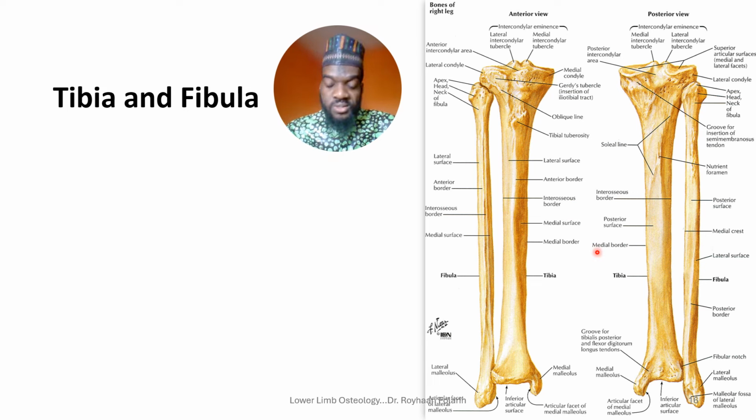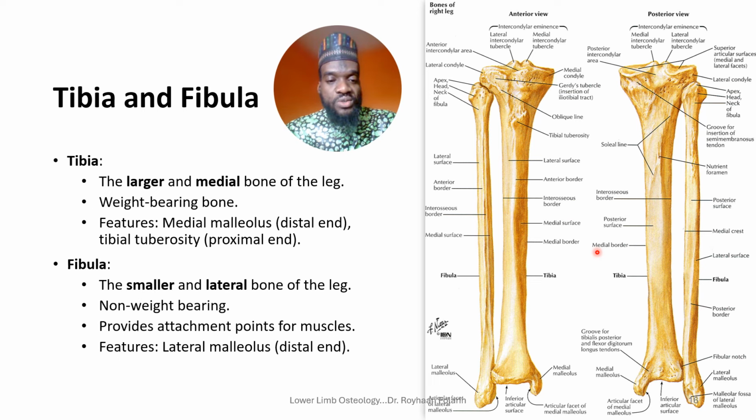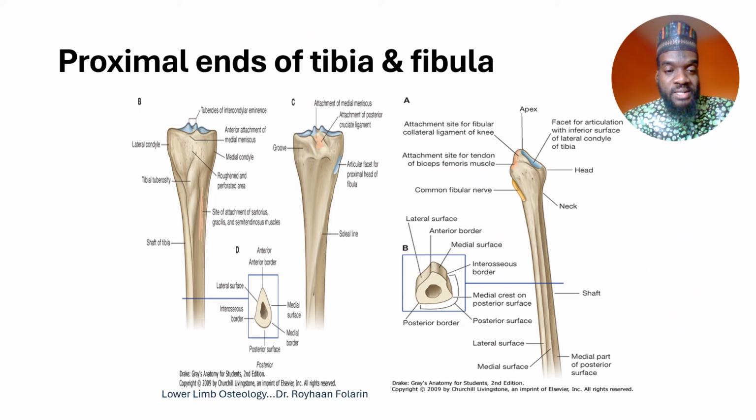So with this, we've appreciated the tibia being the larger and the medial of the bones of the leg. It's the major weight-bearing bone. It has the medial malleolus at the distal end. It has the tibial tuberosity at the proximal end, amongst other features. And the fibula is the smaller and lateral bone of the leg. It is non-weight bearing, so it essentially provides attachment for muscles, and it has the lateral malleolus on its distal end.